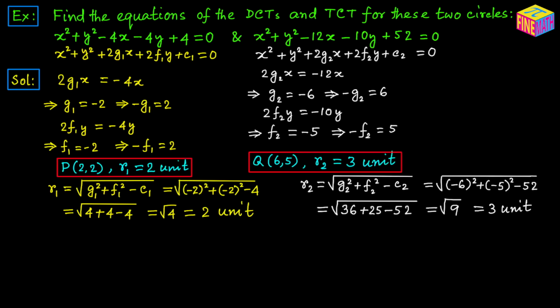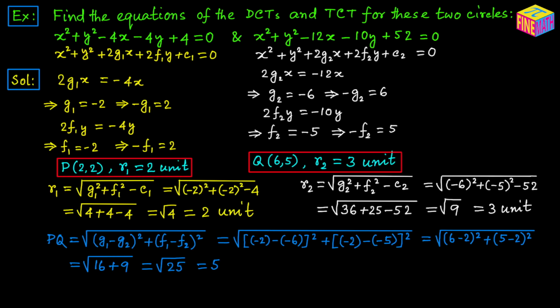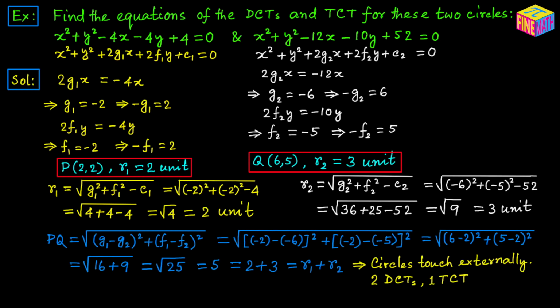So we have found the coordinates of the centers, we have found the radii, and now let's find the distance between the centers, and that turns out to be 5 units. Now what is 5? We can write 5 as 2 plus 3, which is r1 plus r2. So this condition can arise only when the two circles touch each other externally. So in this example, the two circles that have been provided touch each other externally. So we should be able to find 2 direct common tangents and 1 transverse common tangent.